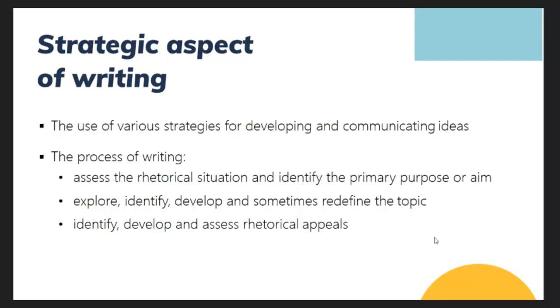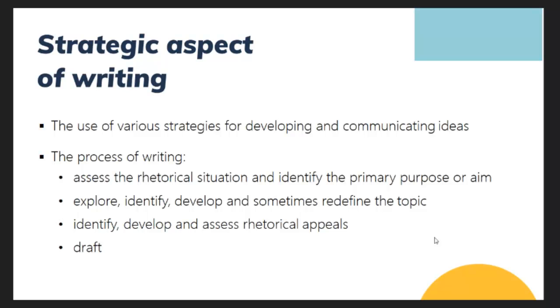And also the writer has to identify, develop, and assess rhetorical appeals. When talking about rhetorical appeals, we have three kinds: the readability appeal, the affective appeal, and the rational appeal. The focus on which appeal will heavily depend on the aim and the genre of writing. And also the writer has to move to the stage of writing. And the last is revision.